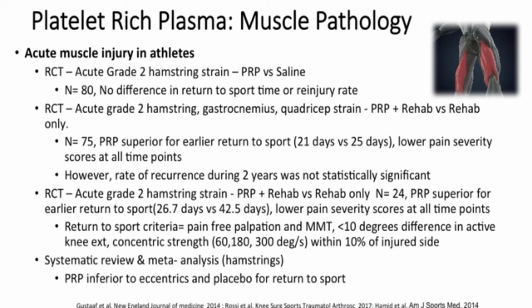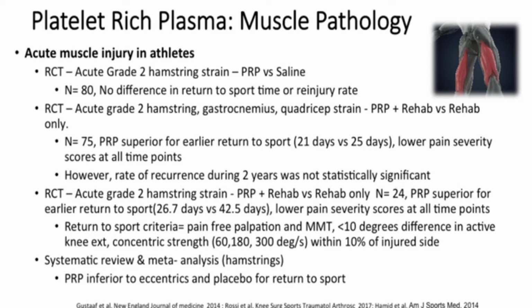The next study focused on acute grade 2 hamstring strain, gastrocnemius, and quadricep strain, and focused on PRP and rehab versus rehab alone. The study found that PRP was superior for earlier return to sport, lower pain severity scores at all time points. However, the rate of recurrence during 2 years was not statistically significant.